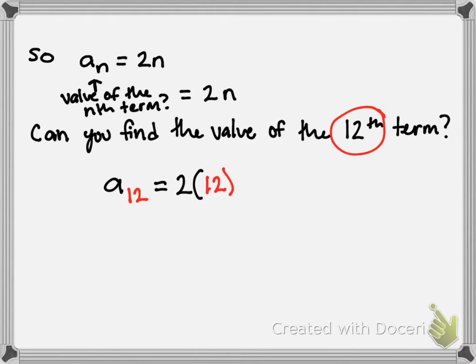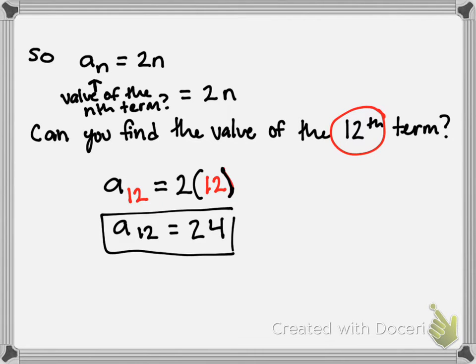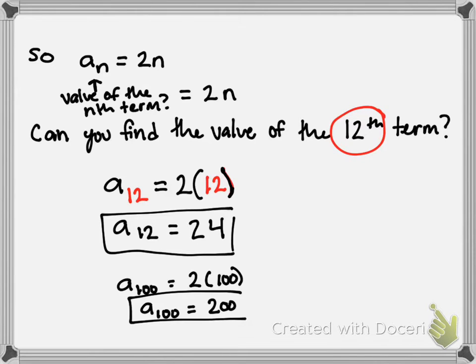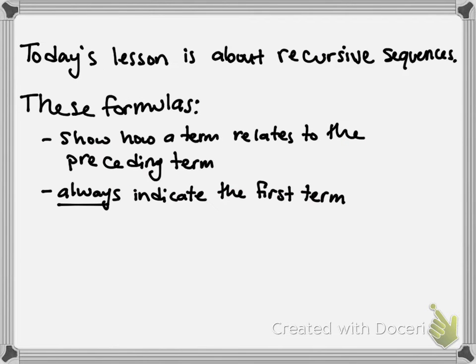All right, so if we do that math, the value of the 12th term is 24, right? Because 2 times 12 is 24. If I wanted to find the value of the 100th term, I would do 2 times 100. So the value of the 100th term is 200. All right, so those are the sequences or the formulas that we have learned about previously.